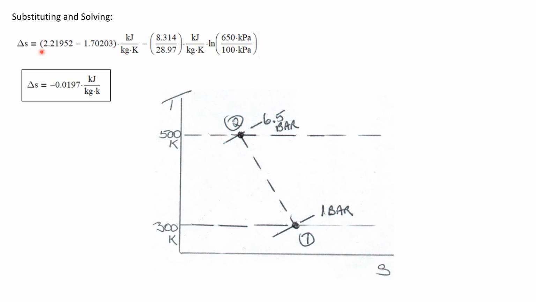Notice also that the first part of this delta S equation, S naught of T2 minus S naught of T1, gives us a positive value. So that's trying to create an entropy change that's positive. But then we subtract from that a term here, which is a function of pressures. And that tends to decrease delta S. And the pressure seems to have more effect here than the temperature. And that's why we get a value that is negative.